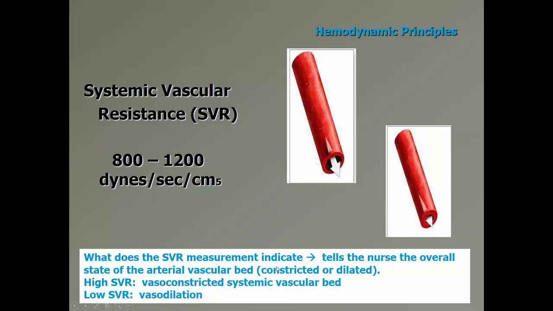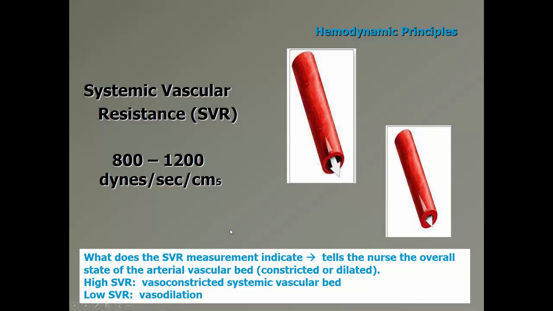So what does the SVR measurement indicate? It tells the nurse the overall state of the arterial vascular bed, whether it's dilated or constricted. Let's say your patient's SVR was 2200. You can look at the values and see, okay, the value is high. And then you can equate that the resistance is high. So if the value is high, the resistance is high, the SVR is high, and that means you have a very vasoconstricted systemic vascular bed. If I said to you your patient's SVR was 400, you would say the value is low, the SVR or resistance is low, and the arteries are vasodilated. So it all kind of matches.